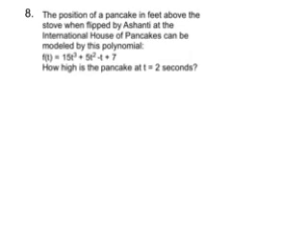Number 8. The position of a pancake in feet above the stove when flipped by Ashanti at the International House of Pancakes can be modeled by this polynomial. F of t equals 15t cubed plus 5t squared minus t plus 7. You can hear my cat whining in the background. So, the question is, how high is the pancake at t equals 2 seconds?